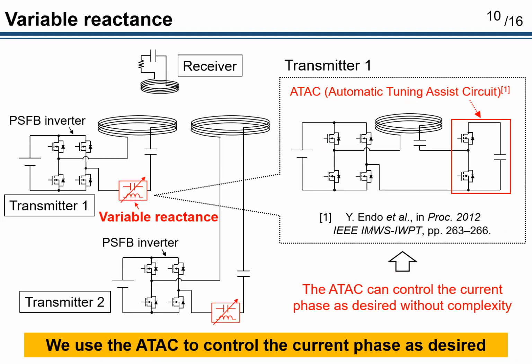In this study, we apply a simple switching circuit called ATTAC as a variable reactance. The ATTAC was originally proposed to adjust the resonant frequency of the transmitter resonator. However, by using its operating principle, the ATTAC can control the current phase as desired without complexity. Therefore, we use the ATTAC as a variable reactance to control the current phase as desired.